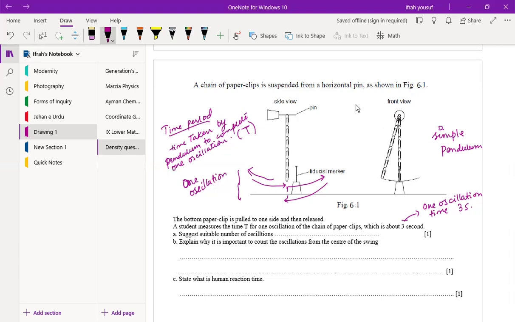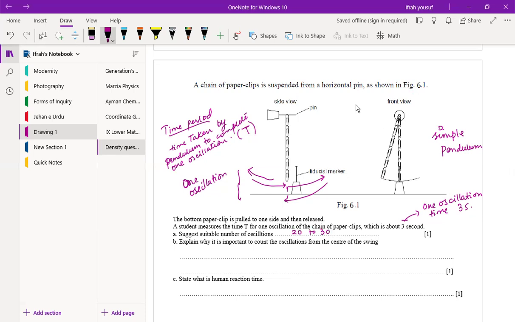Suggest a suitable number of oscillations. So we always take an average time, right? How are we going to record the time? We will take multiple oscillations. So what are the suitable numbers of oscillations? It could be 20 to 30, and it should not be more than 30 or 35. Because if it is more than 35 or 40, then the pendulum becomes slow, with a very low amplitude, and we won't be able to count the oscillations or continue our counting.